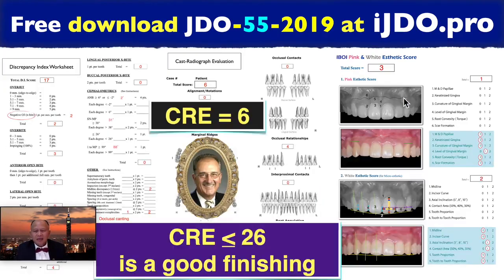And at the end, I attach the DI and CIE, and on the CIE I only lost 6 points. Based on Vincent Kokich, he believed if the CIE is under 26, it is a good finish. In this case, I only lost 6. Beautiful. And the 6 is because of the occlusal relationship. We have only one incisor taken out.